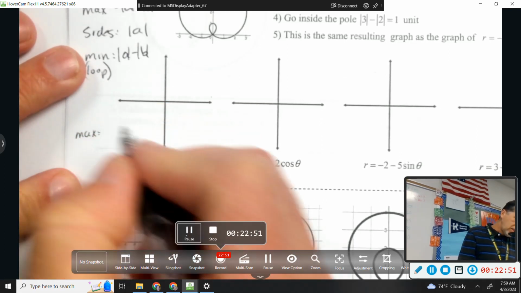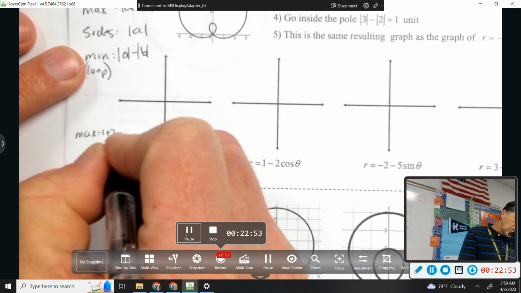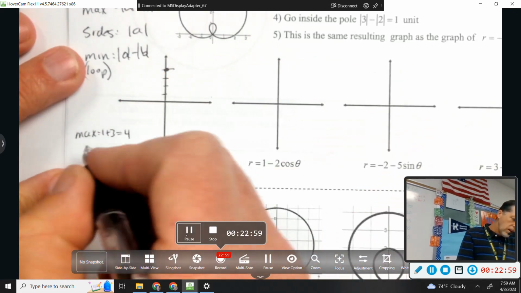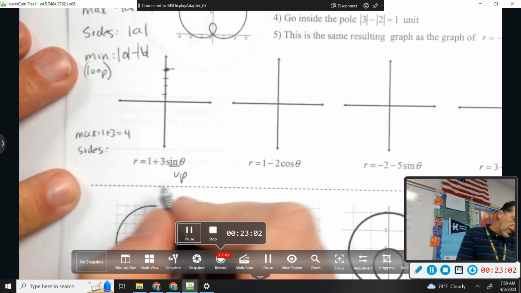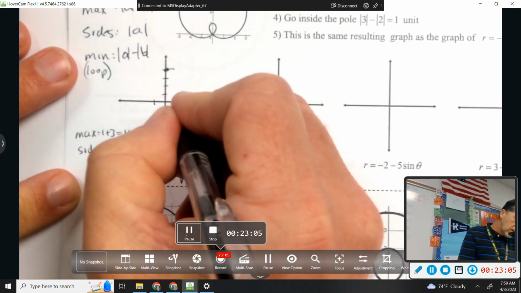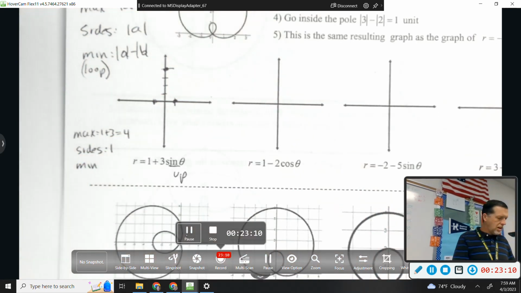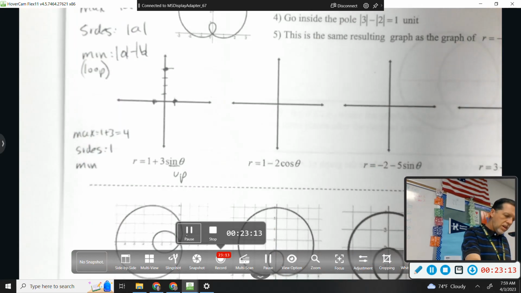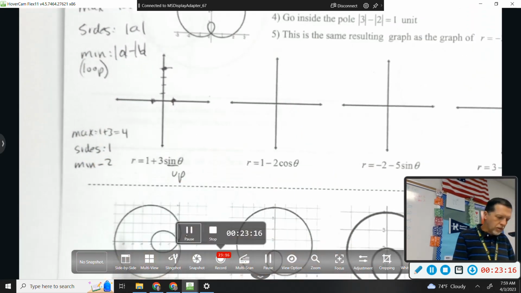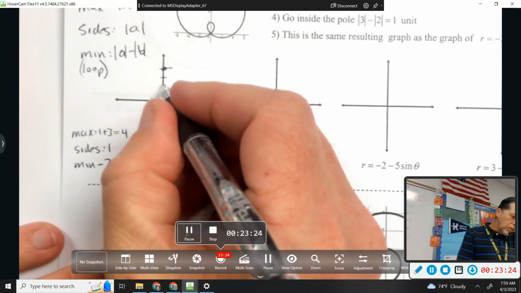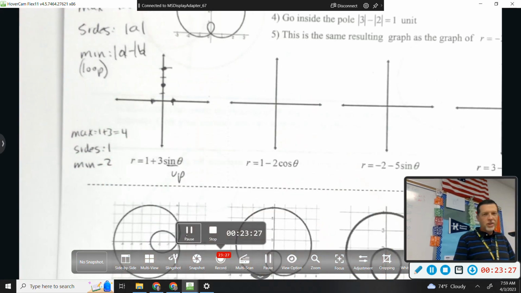The max is 1 plus 3, which is 4. The sides are 1. And the min is 2, or negative 2 if you want to keep with the A minus B thing and have that remind you that it's a loop. But if you just said 2, that's fine, because I'm looking for the picture. So 2 means we're going to go up 2, on the same side as the max, because that's going to give us the loop.